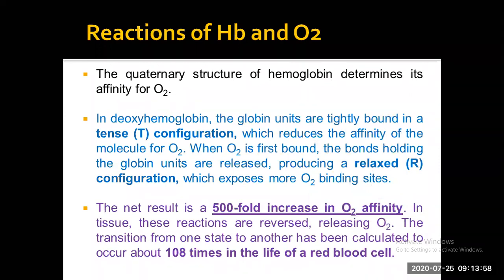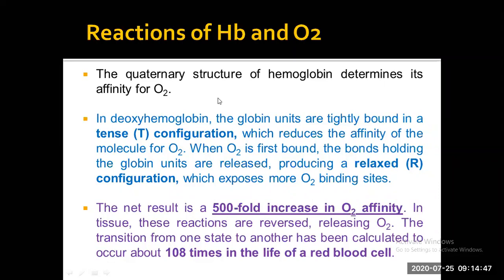Protein has four kinds of structure: primary structure, secondary structure, tertiary structure, and quaternary structure. Quaternary structure means the three-dimensional structure that we see inside our body. The quaternary structure of hemoglobin determines its affinity for oxygen. When hemoglobin is in the deoxyhemoglobin configuration, the globin molecules are tightly bound to the iron. That configuration is called the tense configuration. Tense means very tight, and it is written as the T configuration.